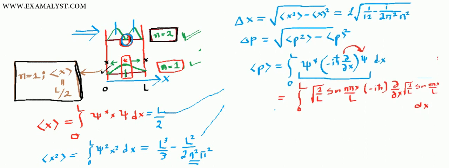So the answer, after you calculate the expectation value of momentum squared, will fetch you a value of n square pi square h cross square divided by L square. So these are some long calculations that you need to do by yourself to look at the answer.